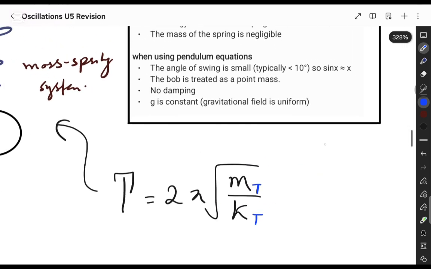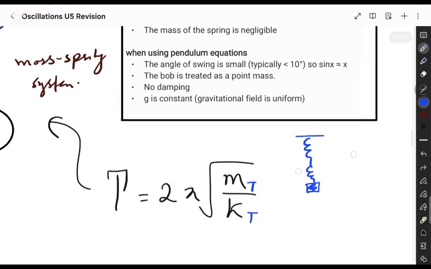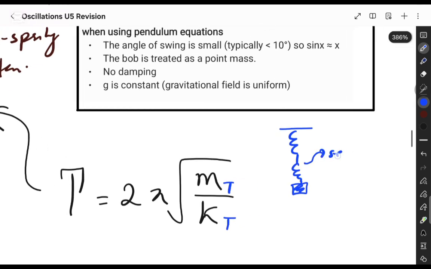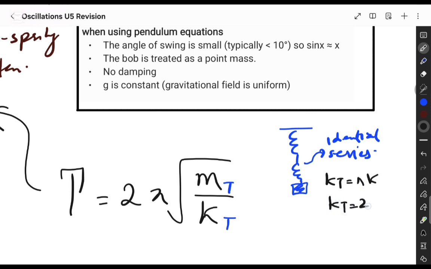For example, in one past paper, I think it was the 2023 paper, they give you two identical springs that are connected in series. Whenever you're using the equation, there's going to be the total spring constant. So the total spring constant for both of these would be K total equals NK, where N is the number of springs. So K total here would be 2K.